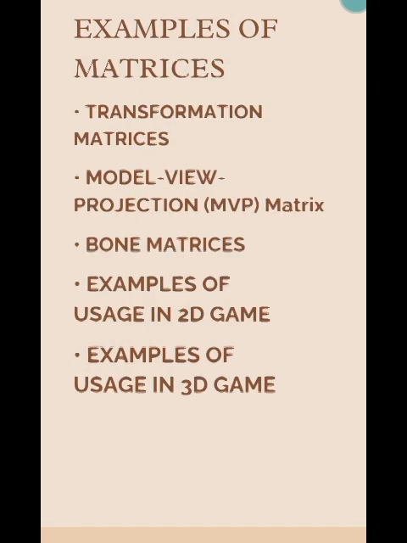So next, matrices, examples of matrices. One of these is the transformation matrices, which are used to represent transformations such as translation, rotation, and scaling. For example, a translation matrix might be used to move a game object from one position to another. Next, the model view projection, or MVP matrix. In 3D game rendering, the MVP matrix is used to transform vertices from model space to screen space.